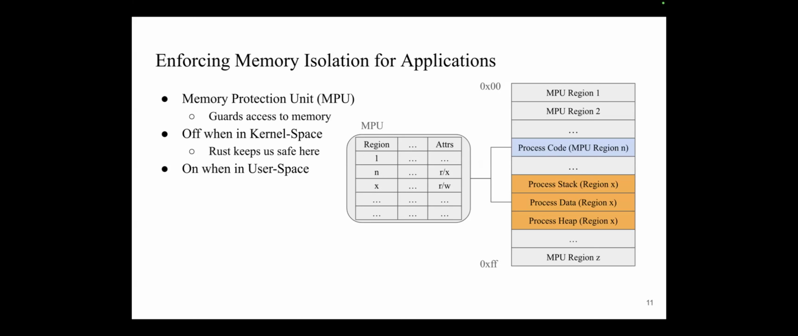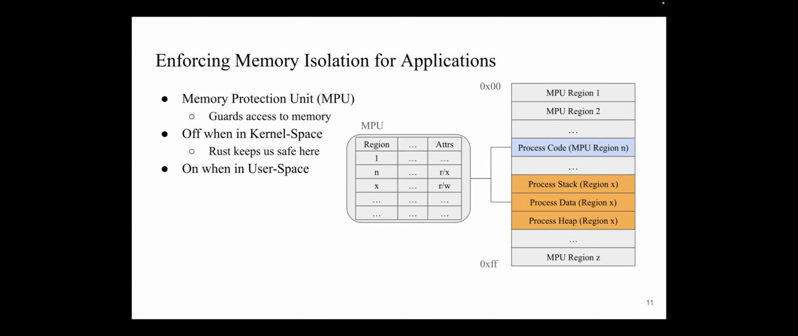Now, what an MPU does is it gives you a way to guard access to memory. Specifically, it allows programmers to specify different regions of memory and then to configure those regions with something called attributes. These attributes are basically things like access control permissions for a specific region. So I can specify a region of memory as read only, read execute, or read write. In Tock specifically, the MPU is going to be turned off in kernel space. That's because the kernel needs to do things like manage process memory, and again, we're relying on Rust to keep us safe here.